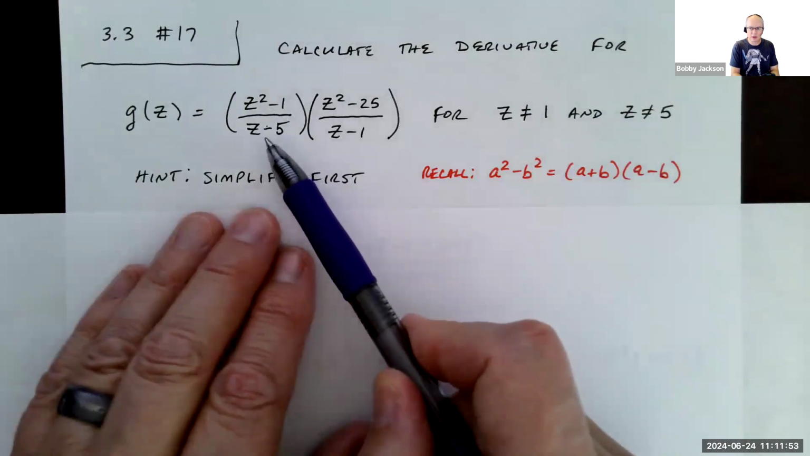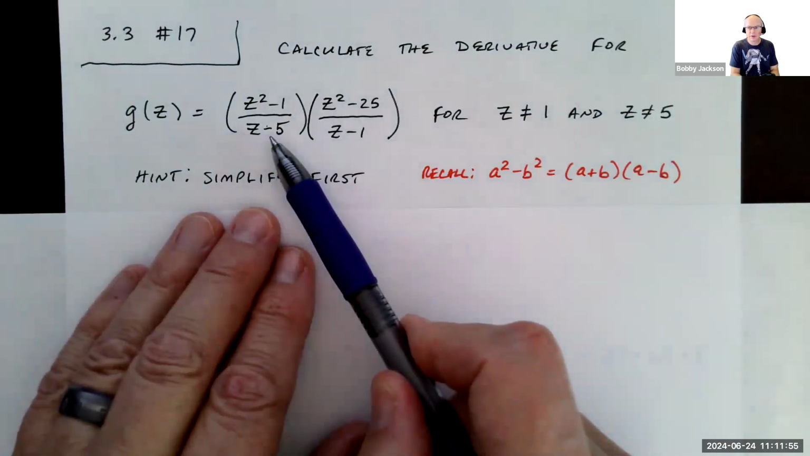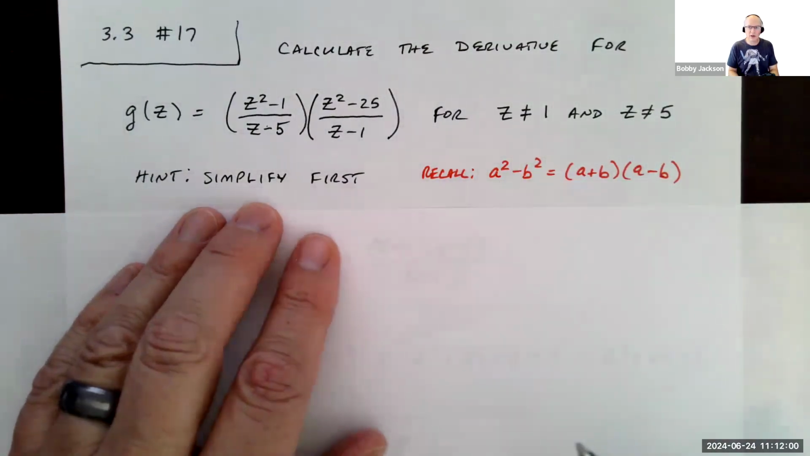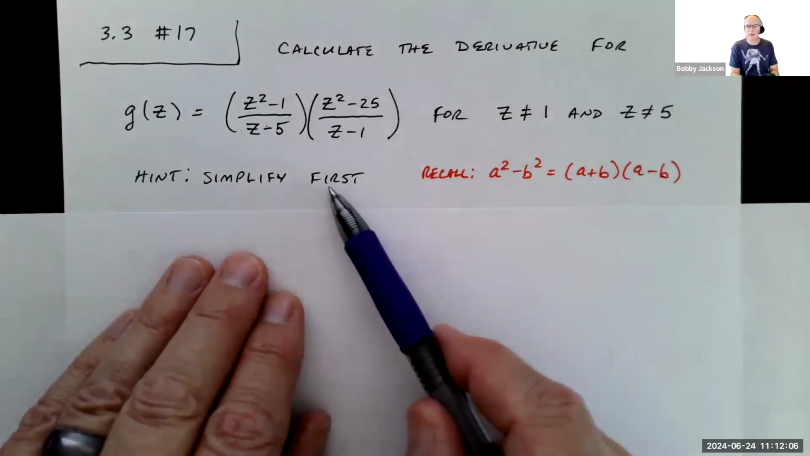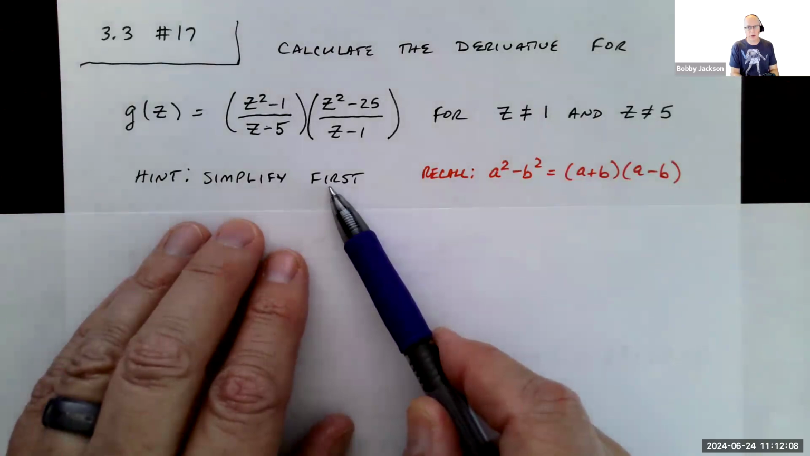Of course, it makes sense because the function's not defined at 5 or 1. Therefore, it's, of course, not continuous and not differentiable at those points. So the hint they give you is to simplify first, okay? And that's a very important hint.